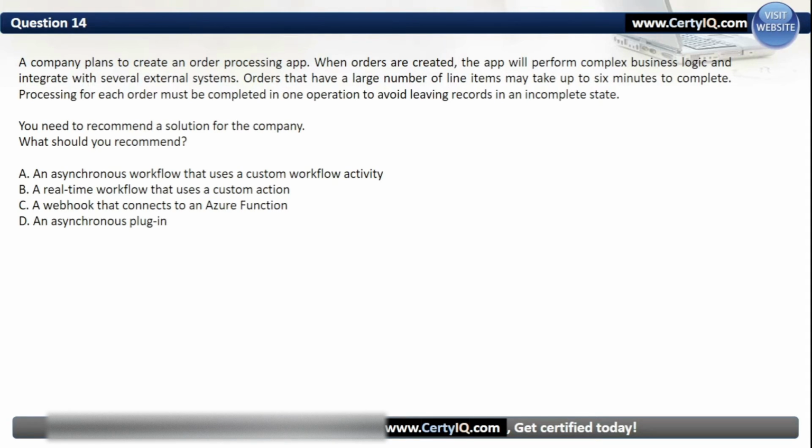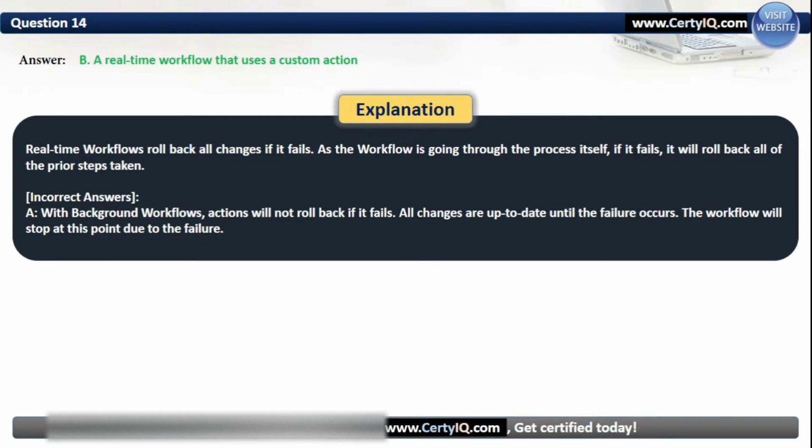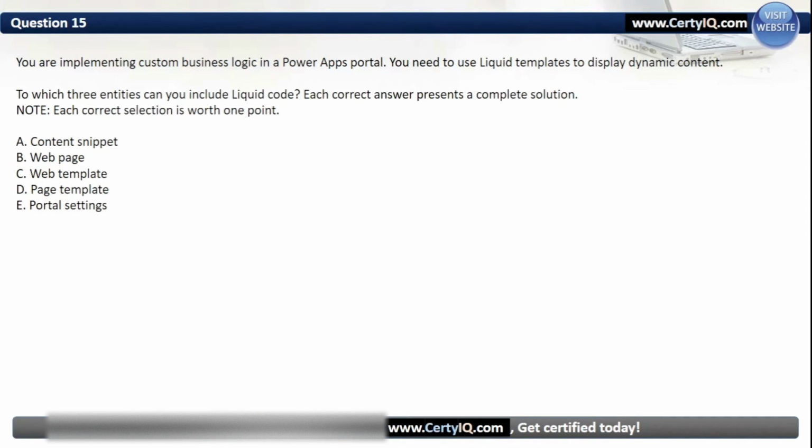Our options are A. An asynchronous workflow that uses a custom workflow activity. B. A real-time workflow that uses a custom action. C. A webhook that connects to an Azure function. Or D. An asynchronous plugin. The correct option is B. A real-time workflow that uses a custom action. Real-time workflows roll back all changes if it fails. As the workflow is going through the process itself, if it fails, it will roll back all of the prior steps taken.